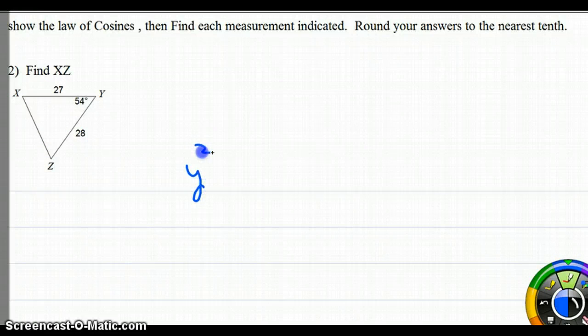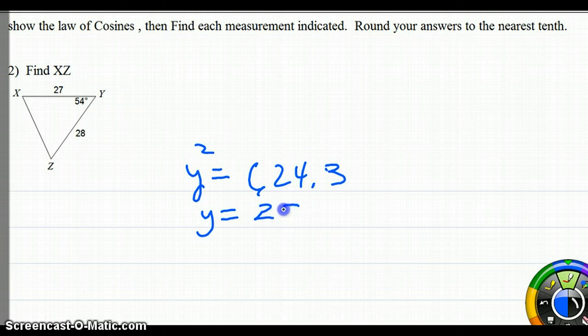So y squared should equal 624.3. When you take the square root of that, y's side should be rounded off to 25.0. So again, if the angle is 54, which is pretty small, this side should be pretty small.